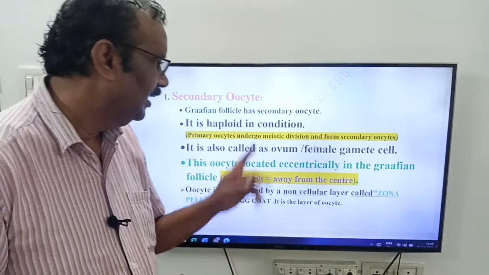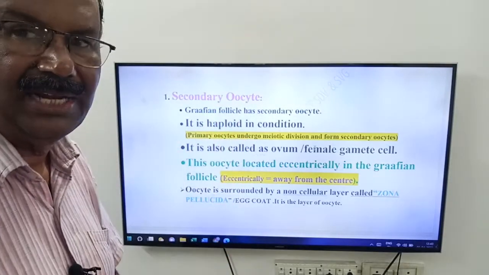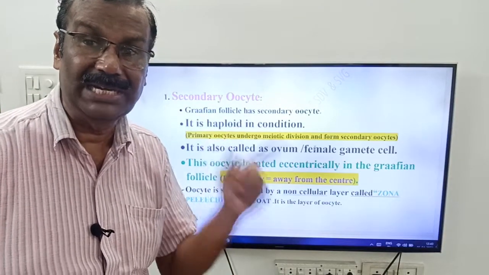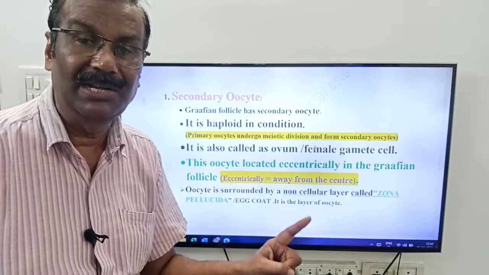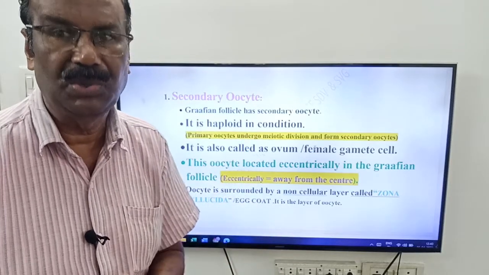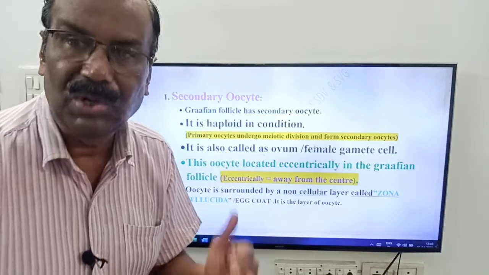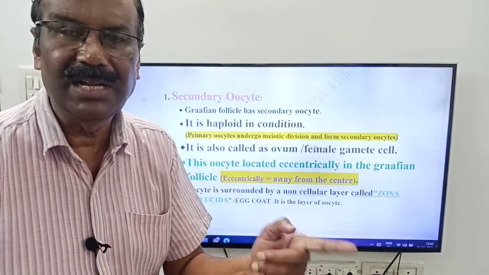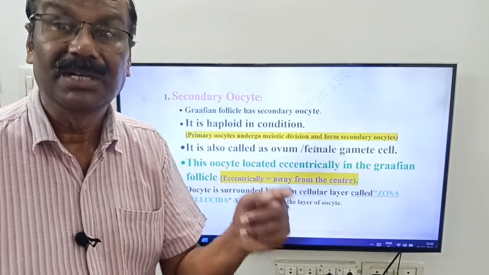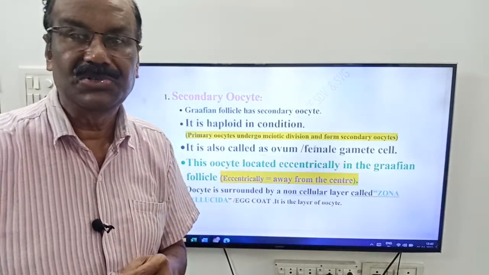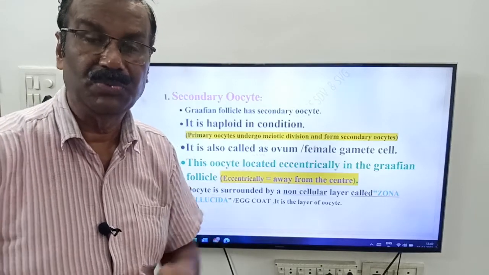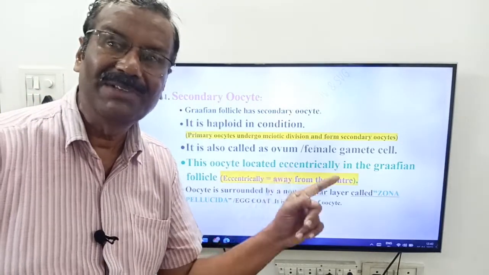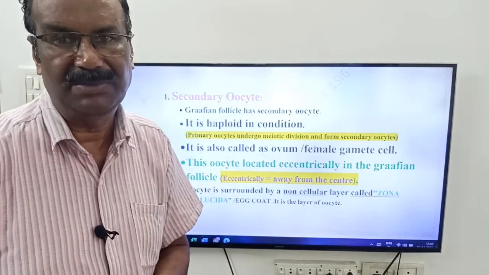See, friends, this is for NEET and MSET. Primary oocytes undergo meiotic division and form secondary oocytes. Friends, primary oocytes are diploid in condition, or 2N. Remember it, friends. They have 46 chromosomes. These primary oocytes undergo meiotic division and form haploid secondary oocytes. These secondary oocytes are nothing but ova, the female gametes. So secondary oocytes have the haploid number of chromosomes, whereas primary oocytes have the diploid number. In which oocyte does meiotic division take place? In the primary oocyte, friends.